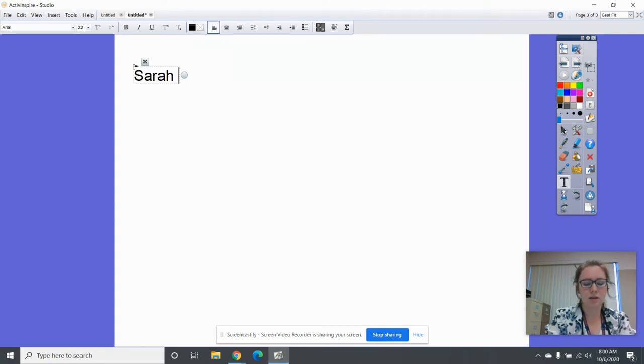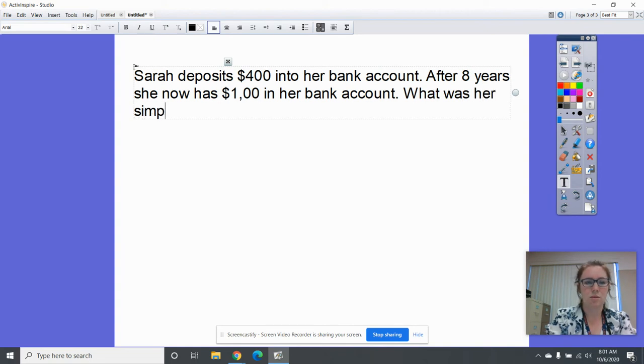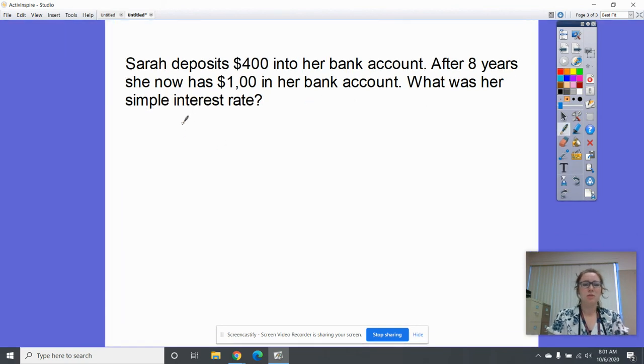Sarah, we'll go with deposits, $400 into her bank account. After 8 years, she now has $1,000 in her bank account. What was her simple interest rate? So same thing, it's simple interest. I'm going to start with that formula, I equals PRT.